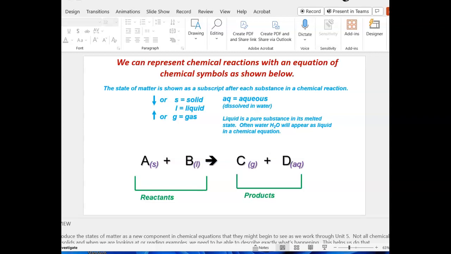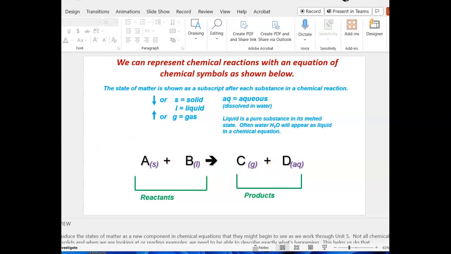So in this generic reaction here, we have S, that's for solid, L for liquid, G for gas, AQ for aqueous, and those are not involved in the balancing. So all those are is to tell you what state of matter the elements or compounds are that you're using in the reaction. So you don't want to get confused with having to do anything with that stuff.